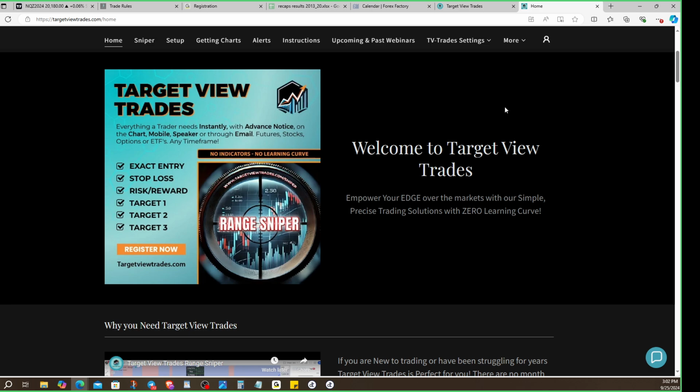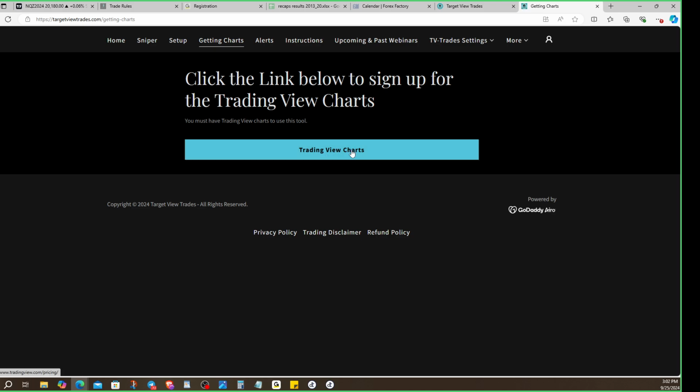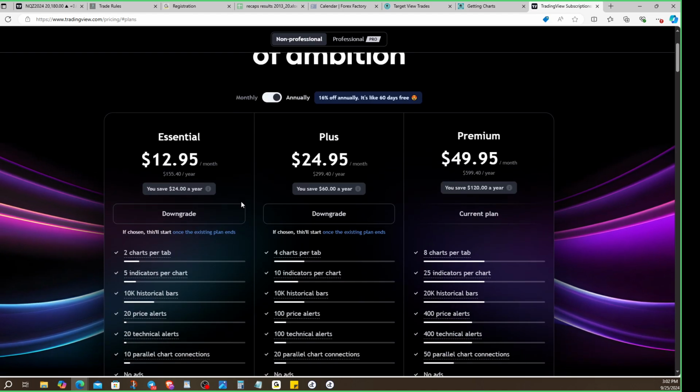You also have to have TradingView charts. If you don't have TradingView charts, then again, go here to targetviewtrades.com, and right here, click on Getting Charts. It's going to bring you to this page, TradingView Charts. Click on that. It's going to bring you to this page. If you're trading futures, you need to get real-time data.